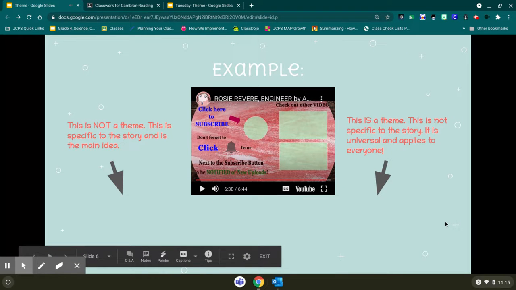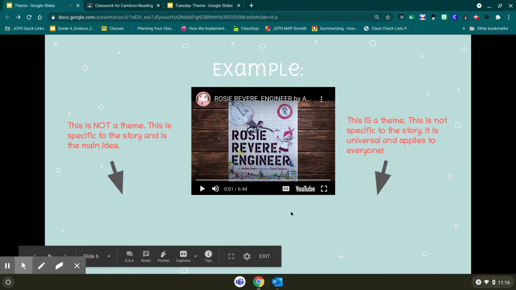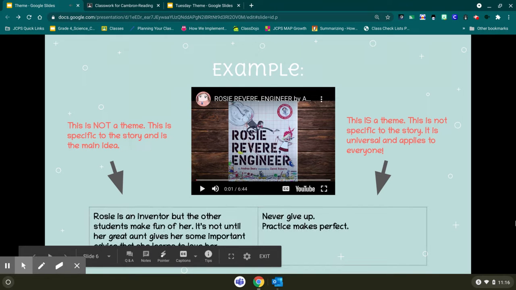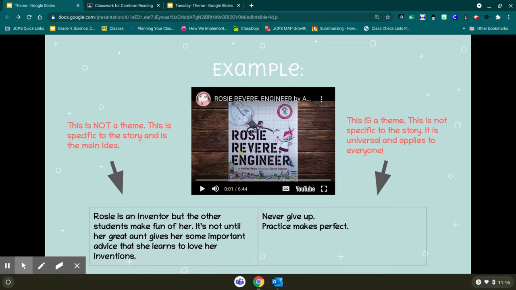Okay, so let's talk about what is the main idea of our story. Welcome to Baby Story Time. So Rosie is an inventor, but the other students make fun of her, and it's not until her great aunt gives her some important advice that she learns to love her inventions.